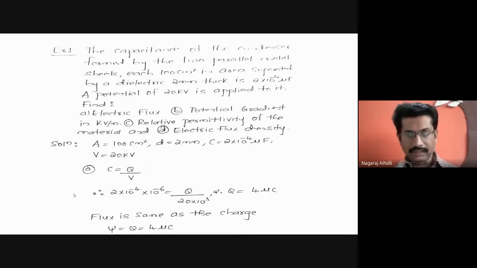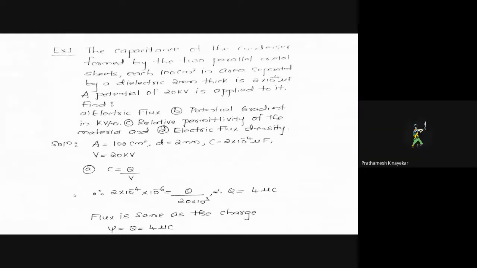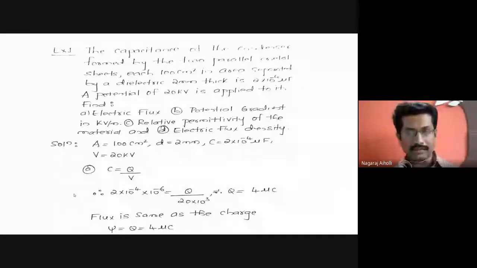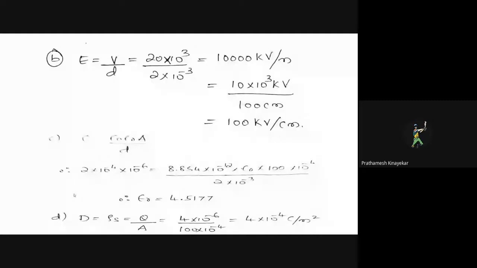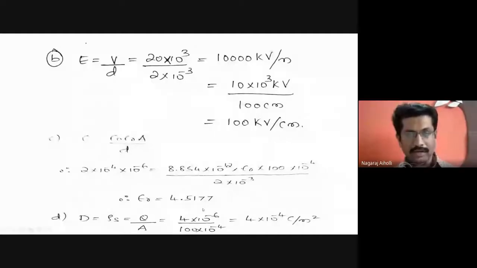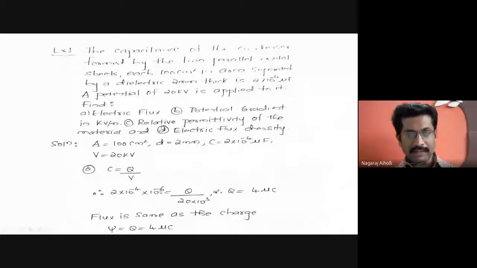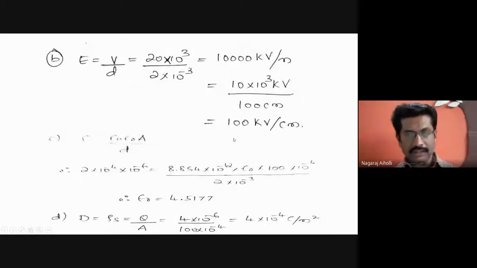Okay. Other students, are you getting the answers here? Prathamesh? Yes, sir. Getting, sir. Okay, good. So epsilon r is 4.5177 you'll get. Next, what is remaining? Last part of the problem is electric flux density. D is remaining. Okay. Let us use the relation between D and rho s.